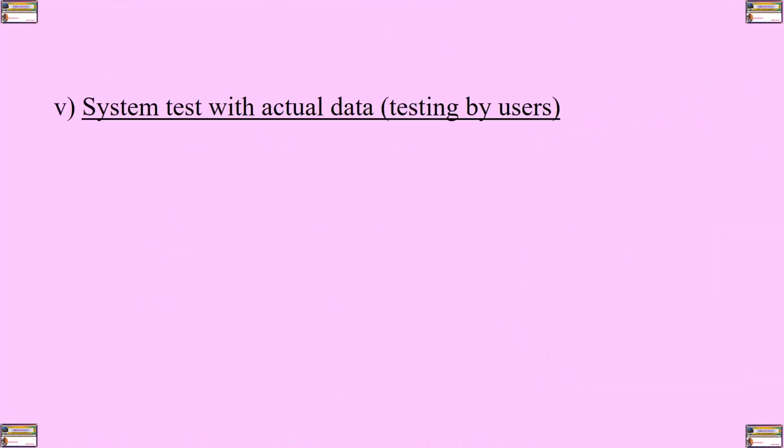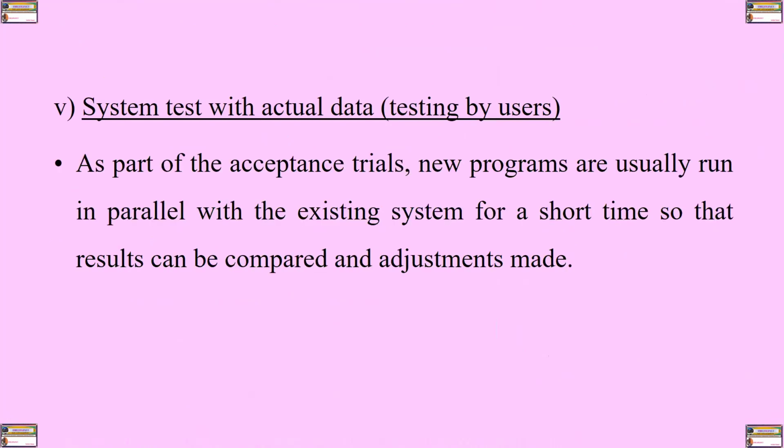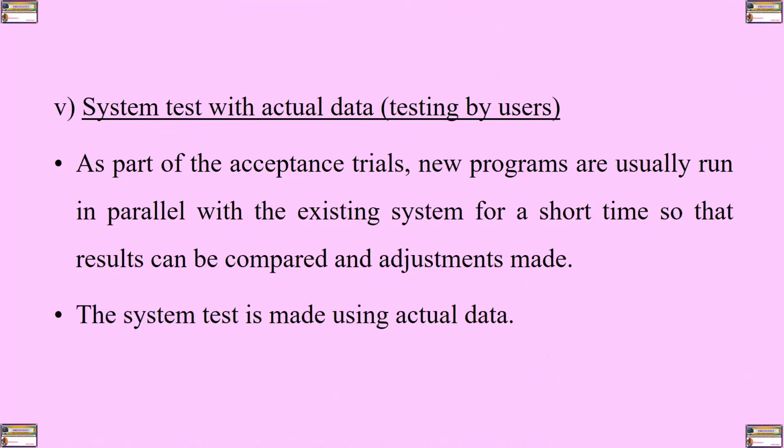The fifth stage, or number five, is system testing with actual data, or what we call testing by users. As part of the acceptance trials, new programs are usually run in parallel with the existing system for a short time so that the results can be compared and adjustments made. The system test is made using actual data.